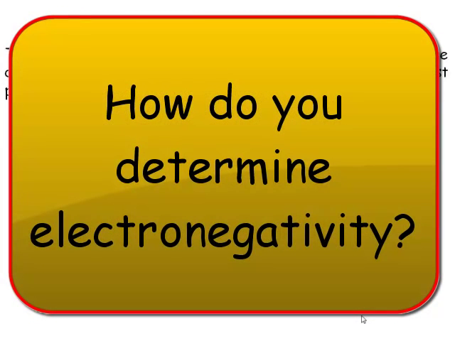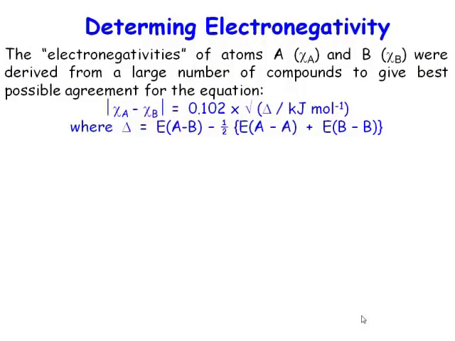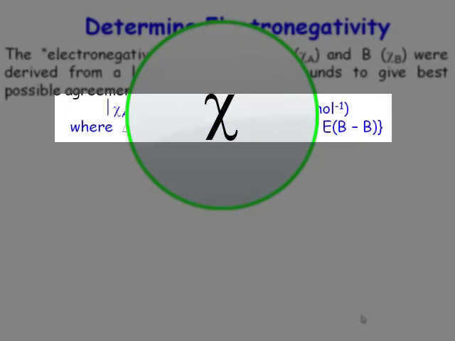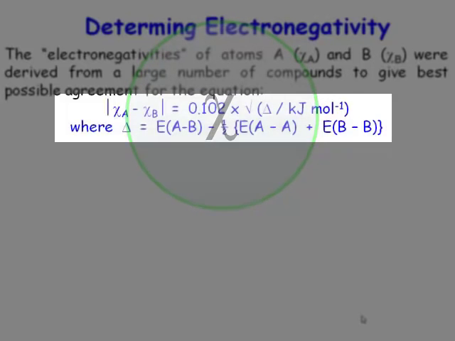Now, how do you determine electronegativity? The formula that you will need is the one that I've presented here. First of all, electronegativity is given the symbol of the Greek capital letter chi. Chi A is the electronegativity of atom A. Chi B is the electronegativity of atom B. So we're taking the modulus of this difference here. The modulus of the difference between the two electronegativities is equal to a factor here, 0.102.